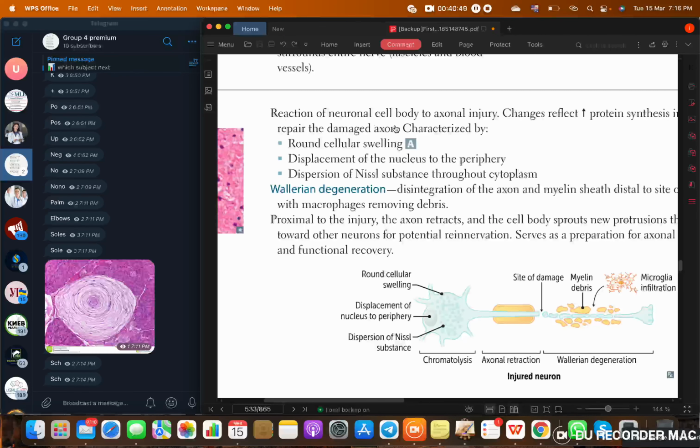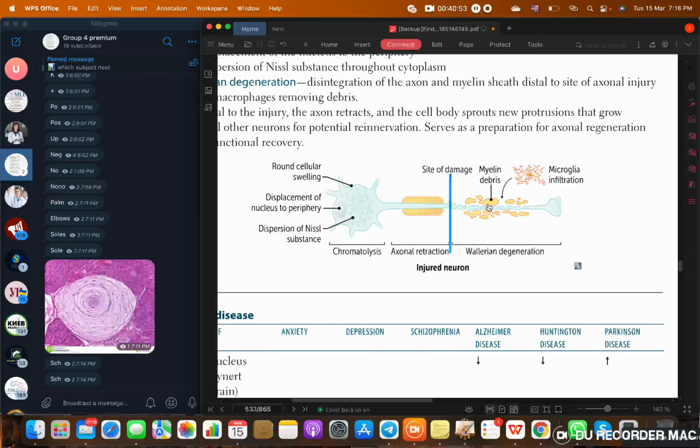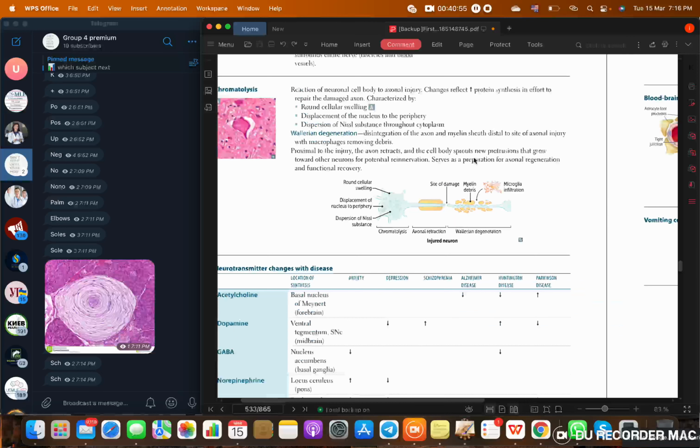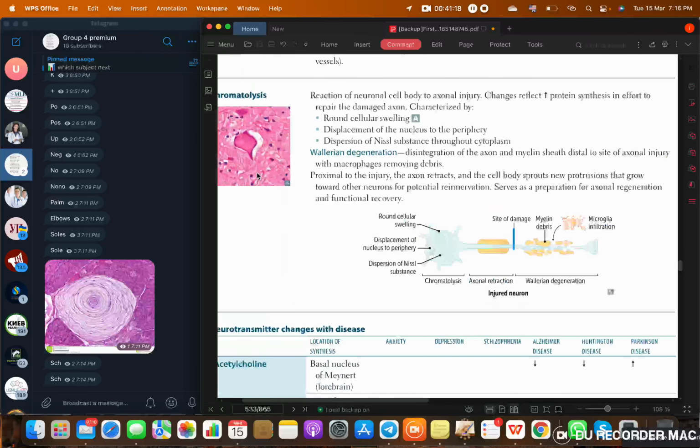Reaction of neuronal cell body to axonal injury. Let's say that there was a nerve, you cut it, but you did not reconnect it to place. So what will happen? Changes reflect increase in the protein synthesis in effort to repair the damaged axon. When the soma of the cell, which is the cell body of the nerve, senses that there was a cut here, it will be like, okay, survival mode, everybody. Let's start trying to survive.